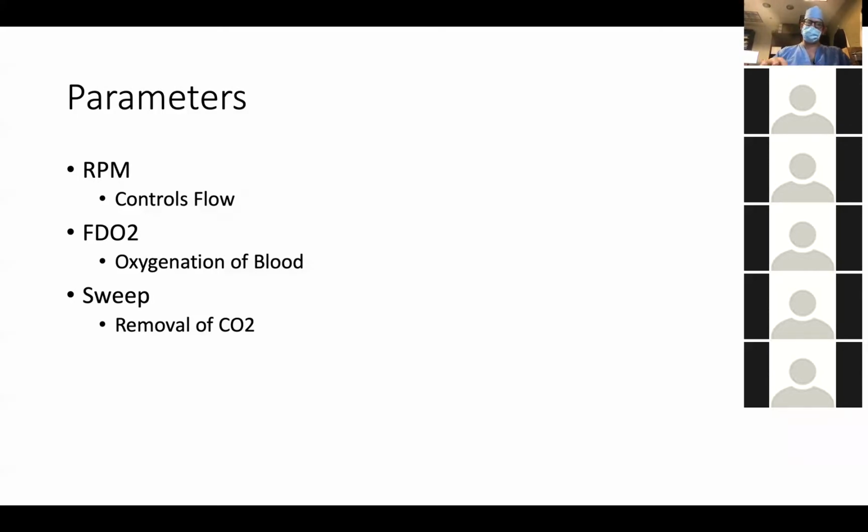Of note, just like on a ventilator, if you have zero sweep, the oxygenator is not doing anything. Just like if your FiO2 is 100%, but you have no gas flow, no oxygen is getting to the patient. It's the same idea.